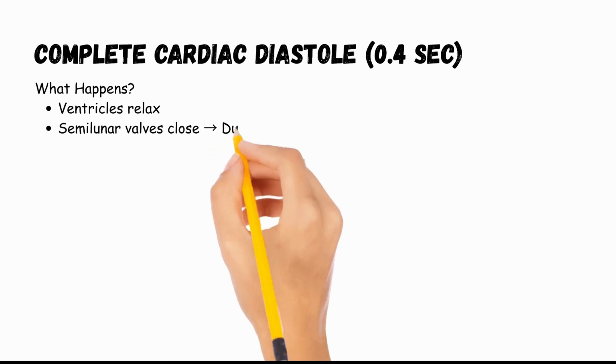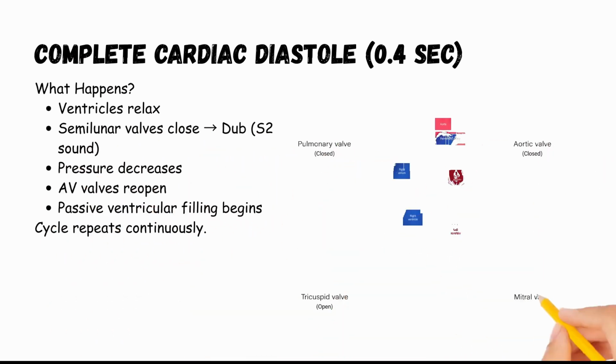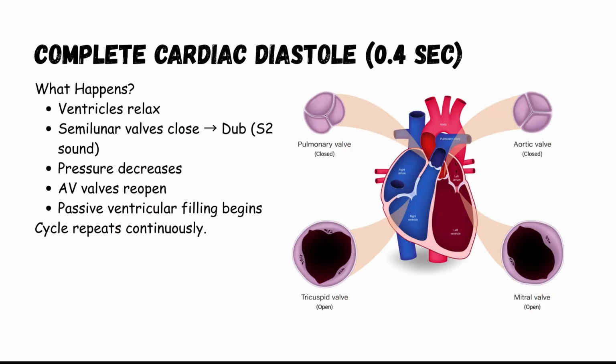Diastole means relaxation. During complete cardiac diastole, the ventricles relax. Semilunar valves close. This produces the second heart sound, Dub, or S2. Ventricular pressure decreases. AV valves reopen. Passive filling of ventricles begins again. This phase lasts about 0.4 seconds and prepares the heart for the next cycle. The cycle then repeats continuously throughout life.